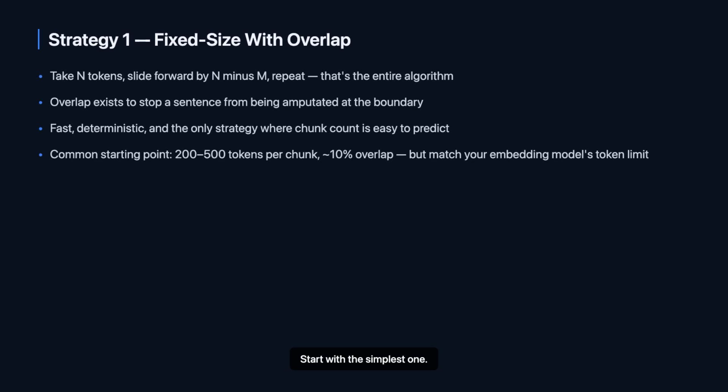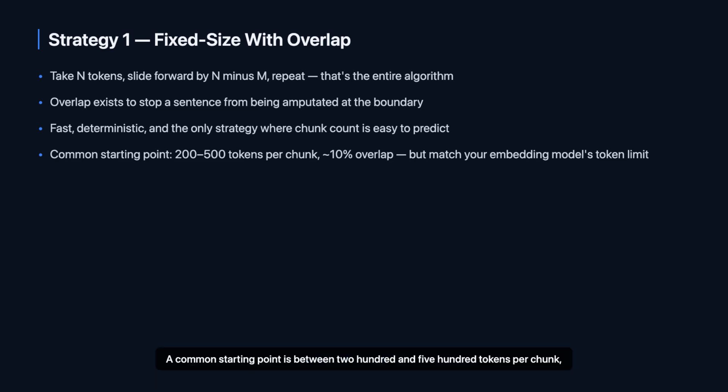Start with the simplest one. You take n tokens, you slide forward by n-m, you repeat. That's the entire algorithm. The overlap m exists for exactly one reason: to stop a sentence from being amputated at the boundary, the way DataDino's first chunker did. Fixed size is fast, deterministic, and it's the only strategy where chunk count is genuinely easy to predict, which is why the chunk count math we'll do later uses it as the reference.